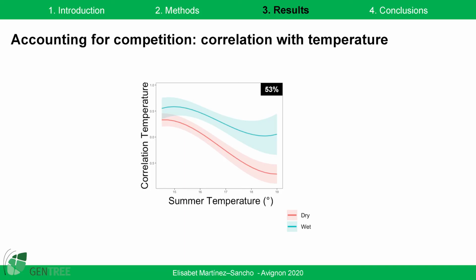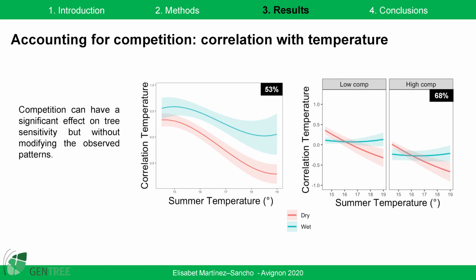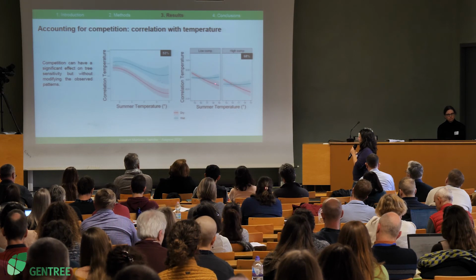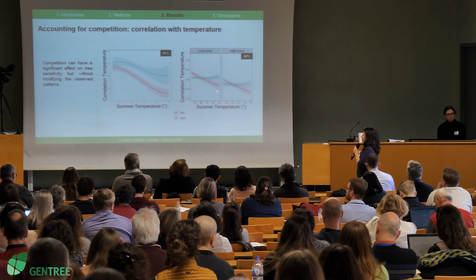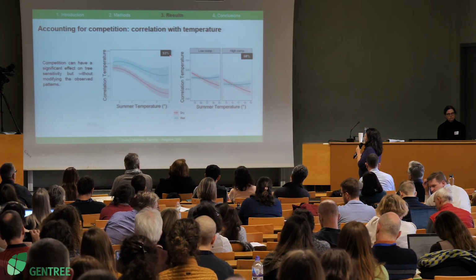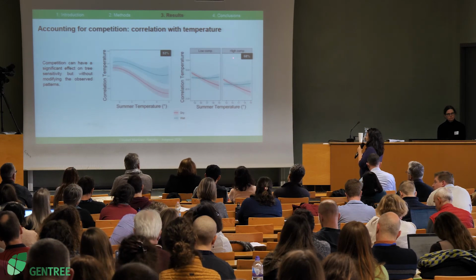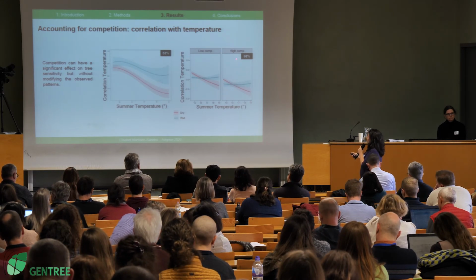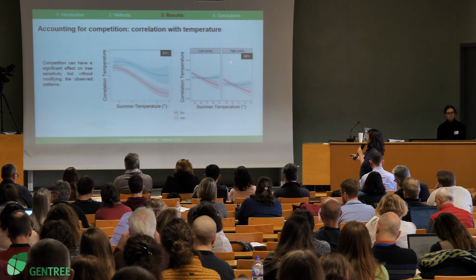Now we are going to include the effect of competition. And then we see that the patterns are almost similar, especially in a higher temperature, so the dry side is always suffering more than the wet side. And the variance explained increases when we add competition. And also it's important to see the effects. So when we add competition, the sites with high competition, the correlations are lower because they are competing for the water resources, also as expected. This is the case of oak.